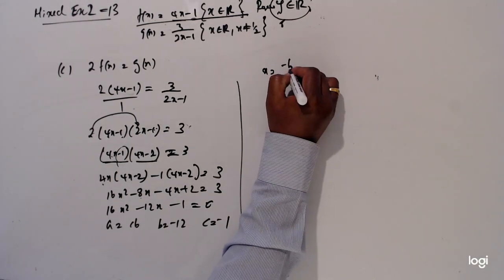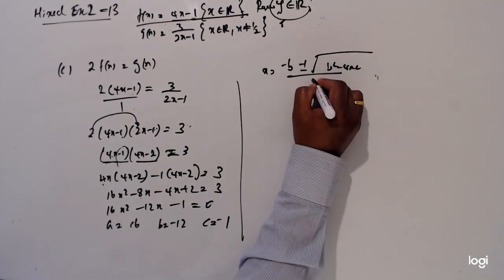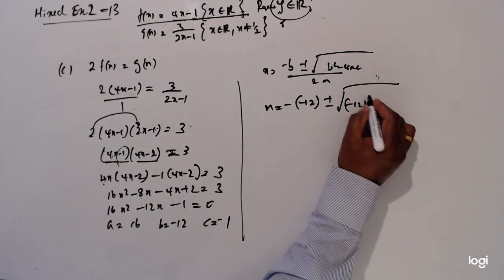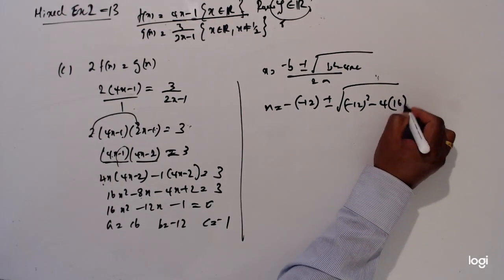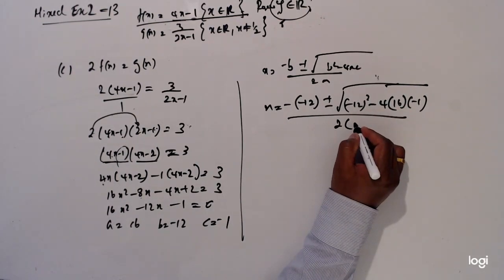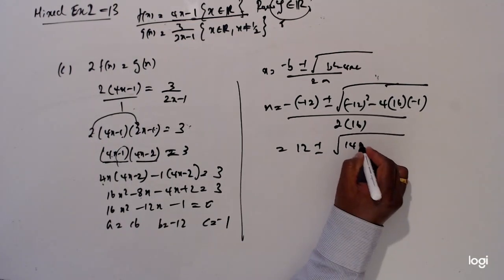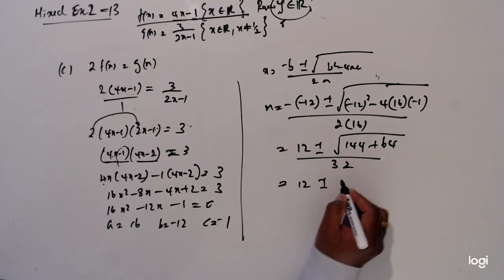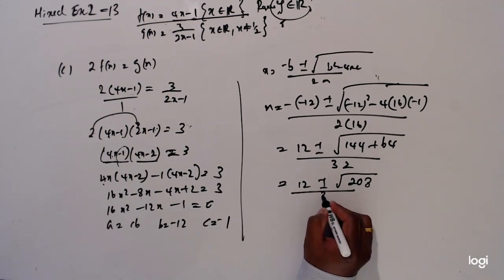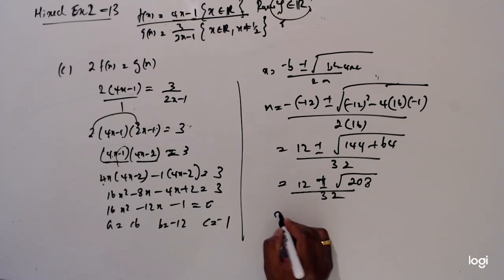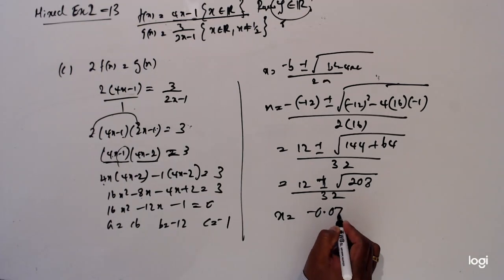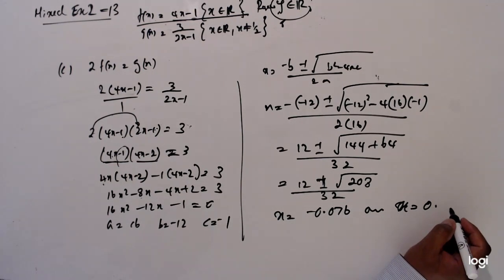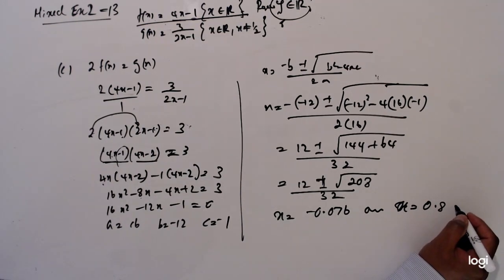So x equals minus b plus or minus the square root of b squared minus 4ac, over 2a. Minus minus 12 plus or minus the square root of 12 squared minus 4 times 16 times minus 1, over 2 times 16. So 12 plus or minus the square root of 144 plus 64, over 32. This is going to be 12 plus or minus the square root of 208 over 32. From the calculator you can get two answers, minus 0.76 or x equals 0.826.